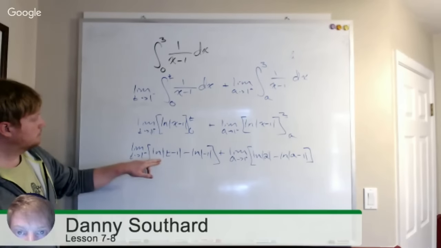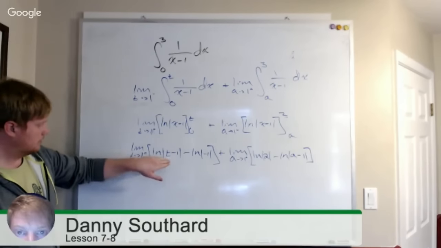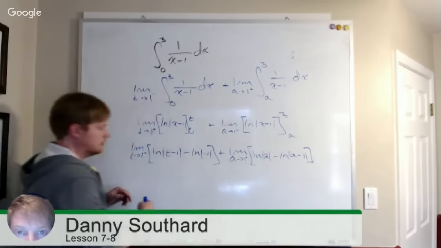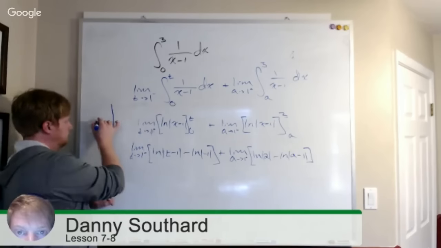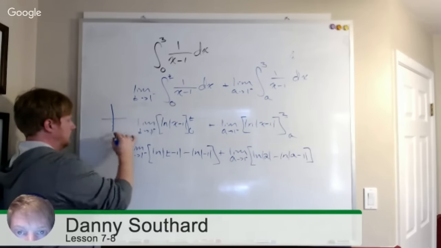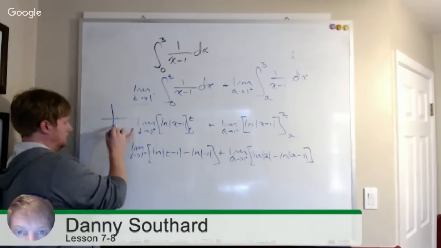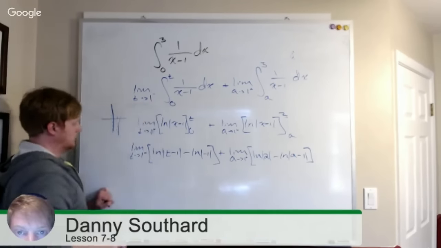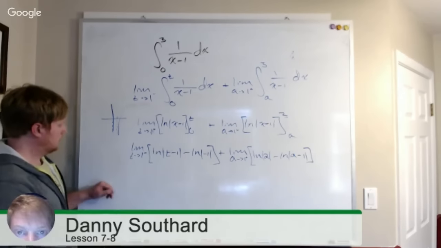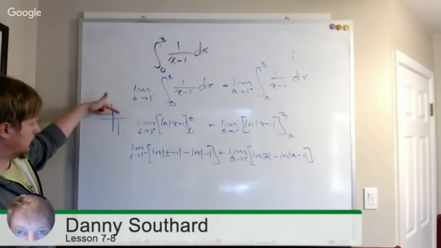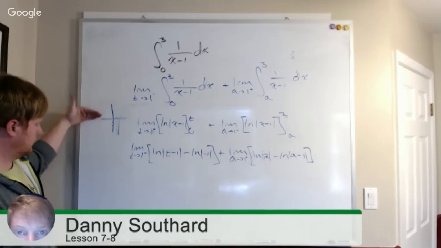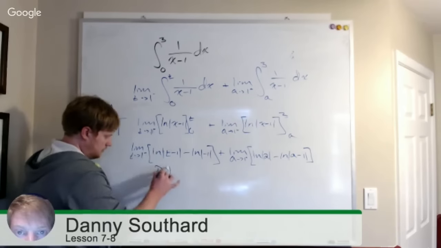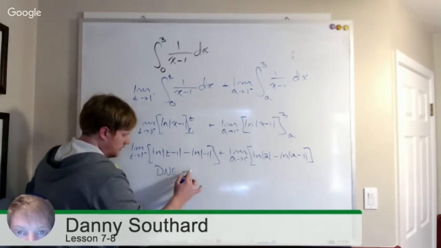So let's see. The natural log of t minus 1 takes that asymptote and moves it over to there. So let's see, the natural log, this we can approach 1 from the negative direction. So this does not exist. We know that does not exist.